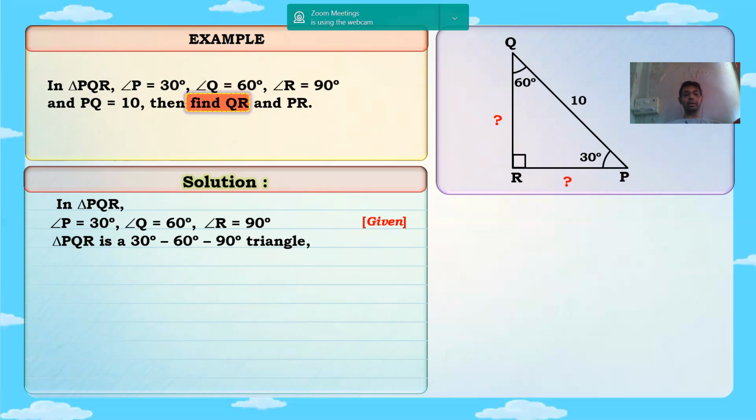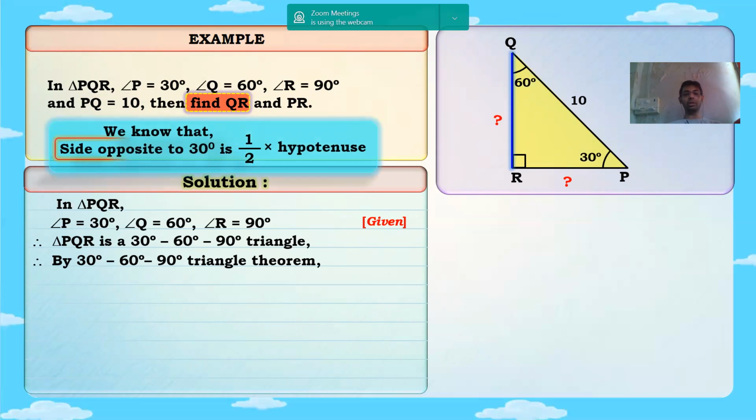Okay, now QR, look at side QR. Can I say that side is opposite to angle 30? Yes, so we can use the 30, 60, 90 theorem. We know that the side opposite to 30, that is QR, is half of the hypotenuse. So half into hypotenuse, which is the hypotenuse here? That is PQ.